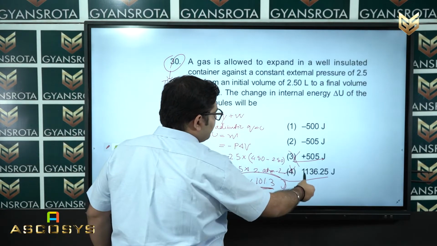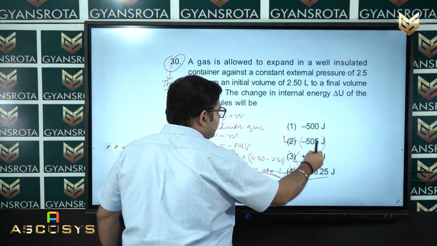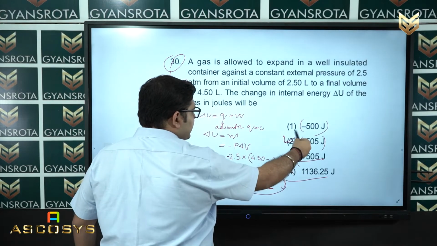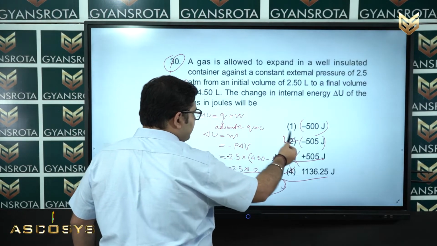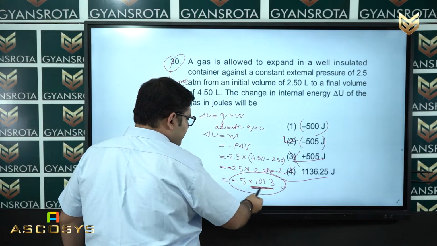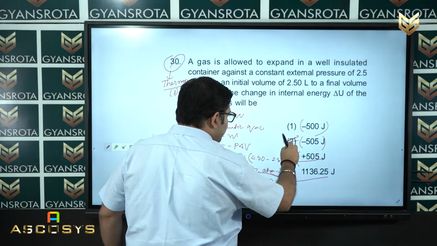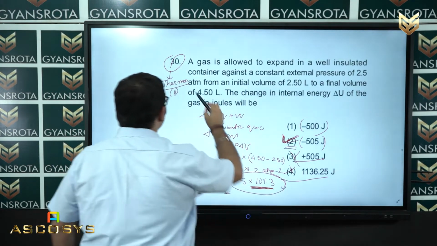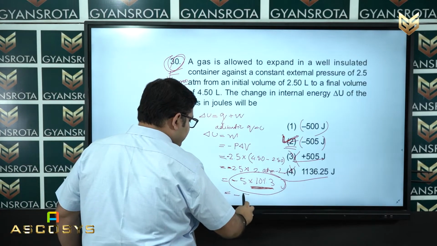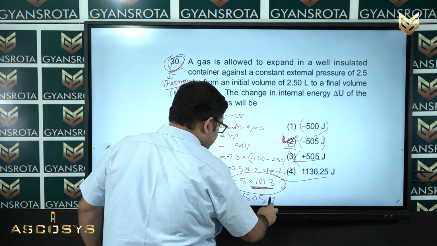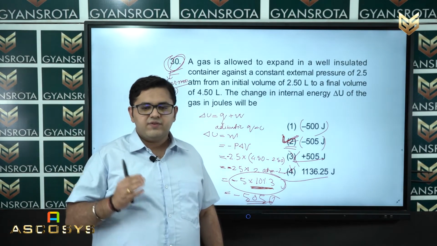In the options, only option number 2 is given as 505, and here 500 joule. In option number 1, if this were 100, then we could say option number 1 may be correct, but this value is more than 100. So, definitely option number 2 is the correct answer of question number 30, and if you solve it, the value is coming as 505 joule.